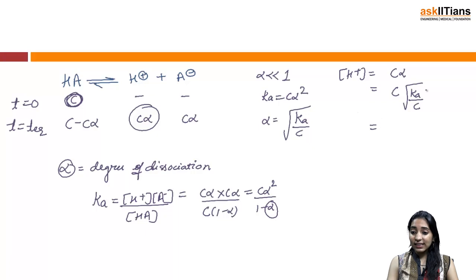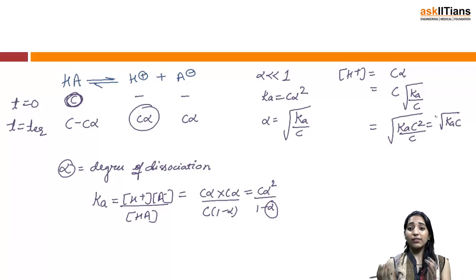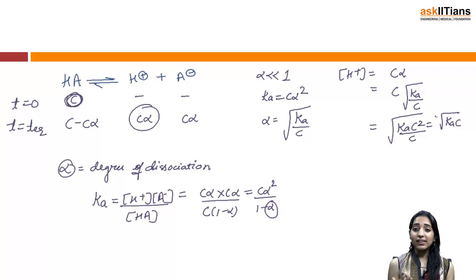So if I take the C in the square root, I'll get Ka into C square over C, which is nothing but Ka into C. So now in the question, you will be given the value of Ka, you will be given the value of C, so you will be able to calculate the value of H positive. On calculation of value of H positive, you will also be able to calculate the value of pH of a solution, which is minus log of H positive.